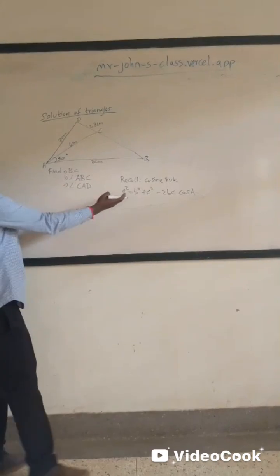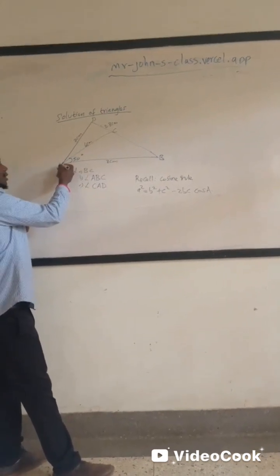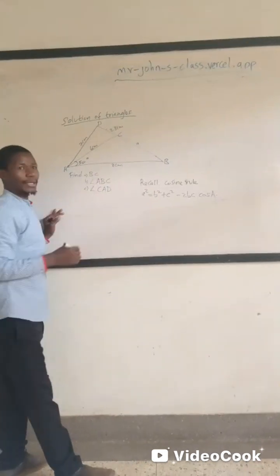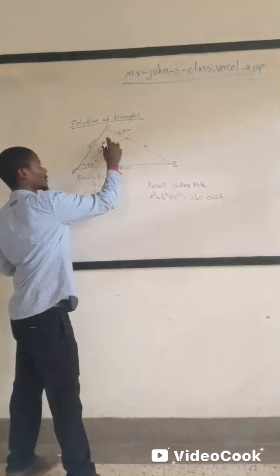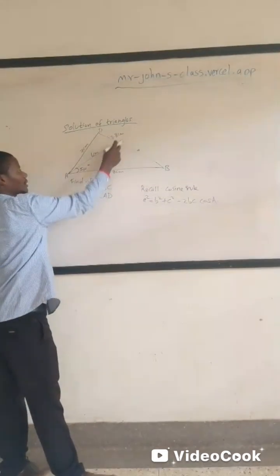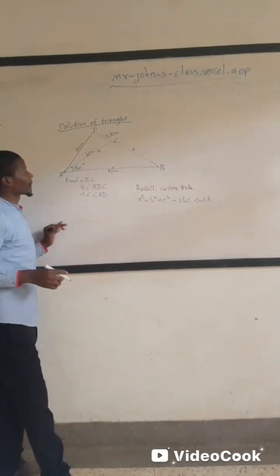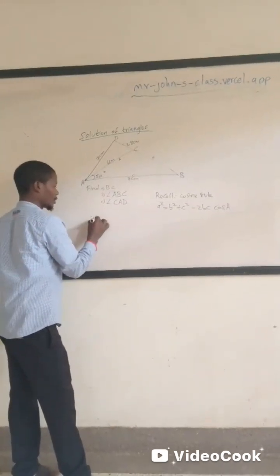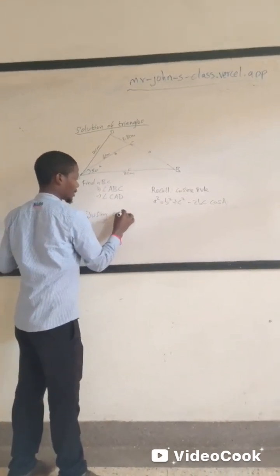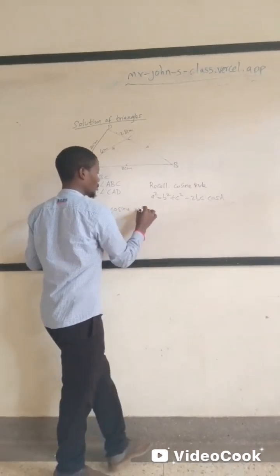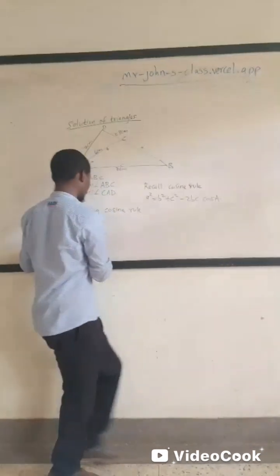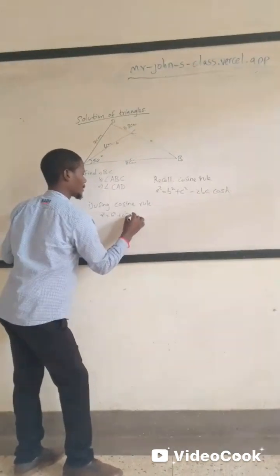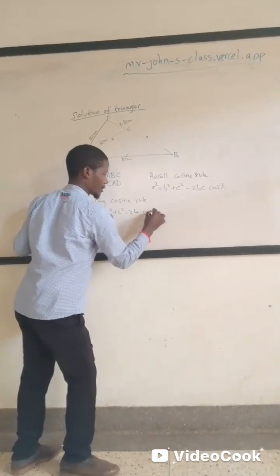So using that knowledge, directly opposite angle A, we can call it small a. The side opposite B, we can call it b. And the side opposite C, we can call it c. So back to number 1, using the cosine rule, that is a squared is equal to b squared plus c squared minus 2bc cos A.